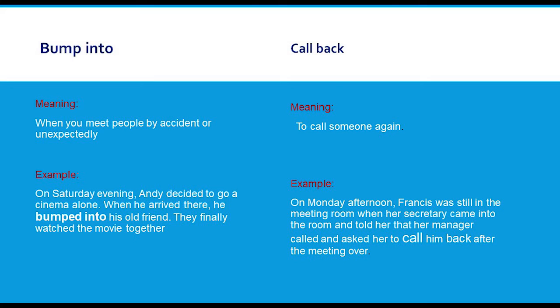Bump into. It means when you meet people by accident or unexpectedly. For example, on Saturday evening, Andy decided to go to a cinema alone. When he arrived there, he bumped into his old friend. They finally watched the movie together.